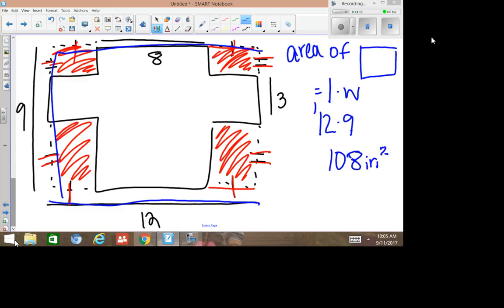So if this box, let me find some purple. If this box here is 3, this line here is 3, and this line here is 9, what's left over when I take that 3 out? 9 minus 3 is 6. So both of these together have to equal 6. So what is 6 divided by 2? 3. So this line is 3, and this line is 3.